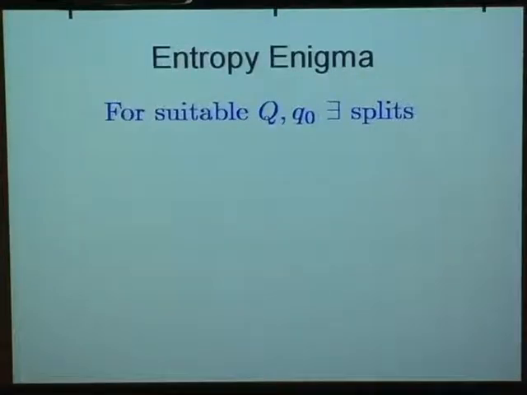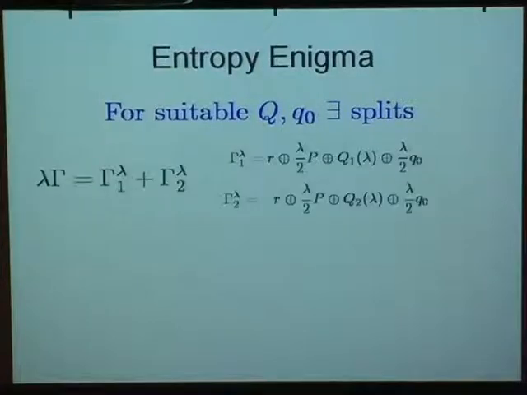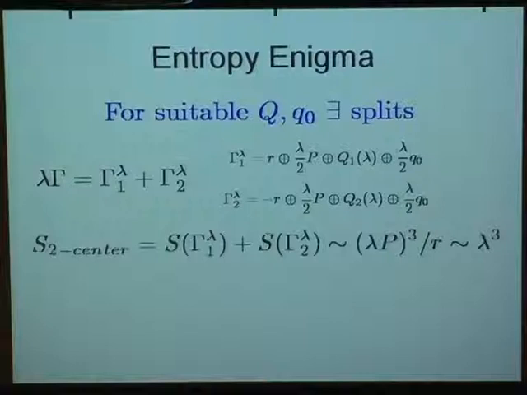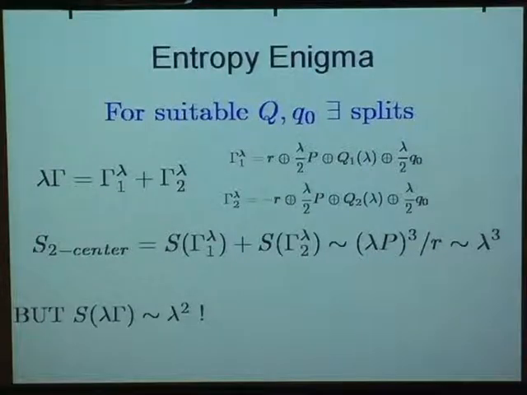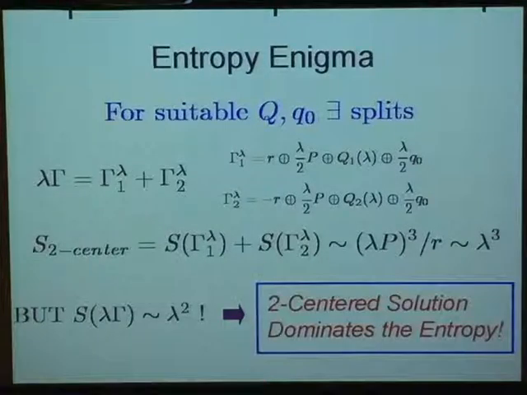and that's the entropy enigma. It turns out that for suitable D2 and D0 charge, there are splits of gamma, or rather lambda times gamma, which remember is D4, D2, D0, into D6 anti-D6 bound states. Here are the charges, where moreover the D6 and the anti-D6 support single-centered attractors. So you can evaluate the entropy of this two-centered thing, and it scales like lambda cubed. On the other hand, you can arrange that this charge here also supports a single-centered attractor whose entropy scales like lambda squared, and that implies that the two-centered solution dominates the entropy.